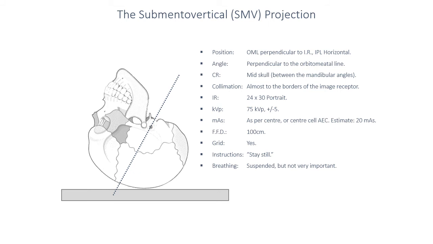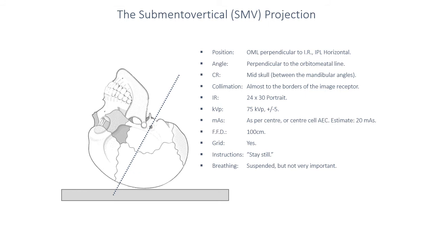Now this projection can also be performed with the patient seated, and some patients find this more comfortable, some less so. I tend to do mine supine just because I find that patients move around a little bit less. However, if you wanted to do it in an erect position, start off with the patient in a chair, but not a chair with a very high back on it, because you need to have a certain amount of extension of the patient's lumbar spine.